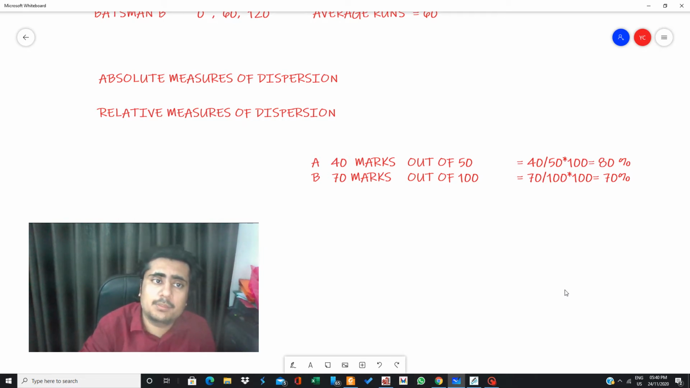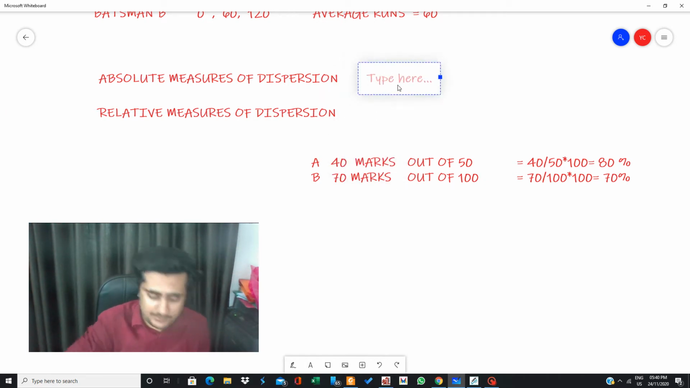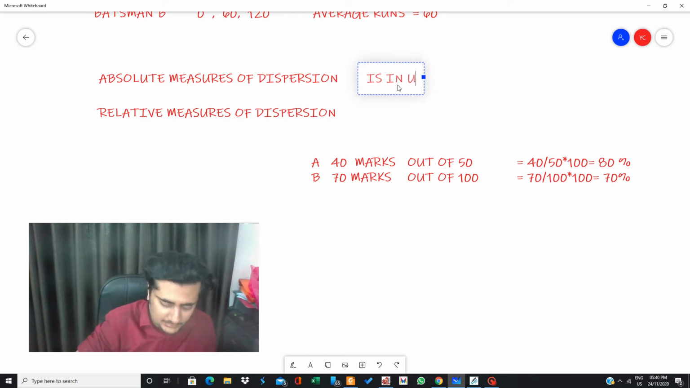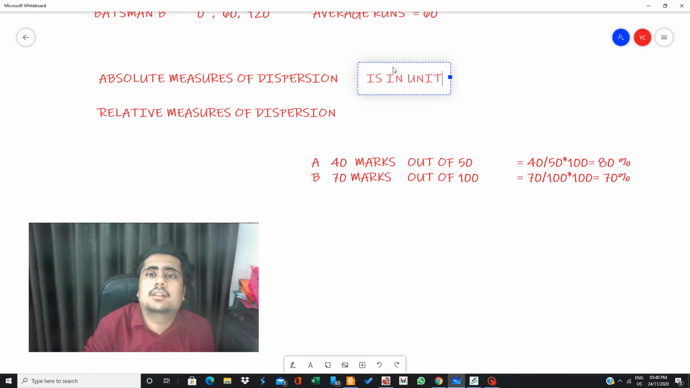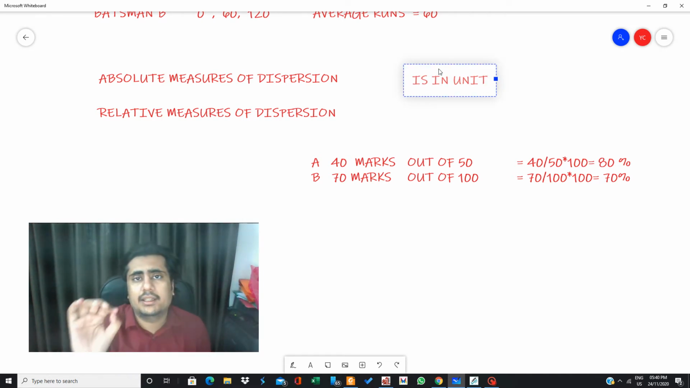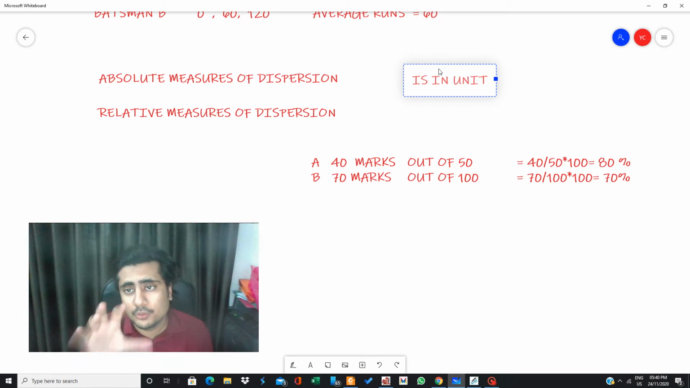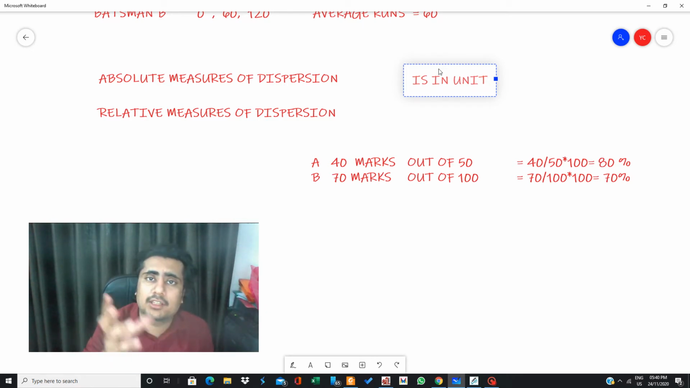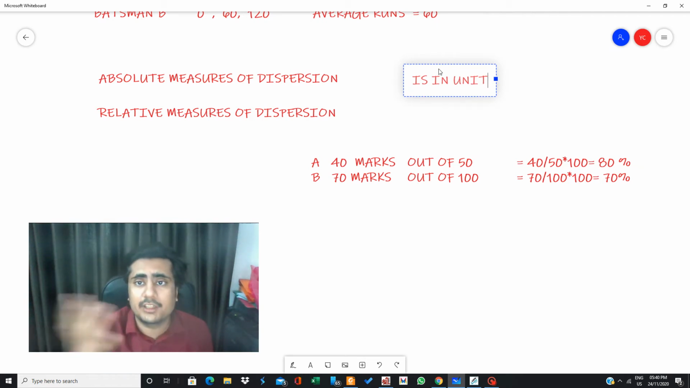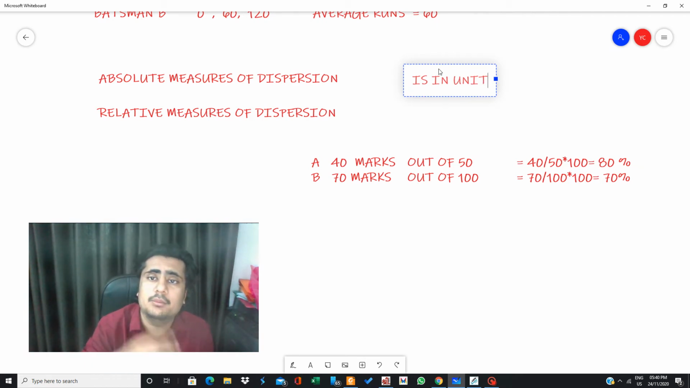Now, why have I created this topic? Because I want to explain to you that absolute measure is in unit. Unit means it can be marks, kg, centimeter, rupees. It can be any kind of unit measurement. That is an absolute measure, and it will have some sort of unit. If I say 5 kg, or 5 ton, there will be a measurement in that unit. It is known as absolute measure.